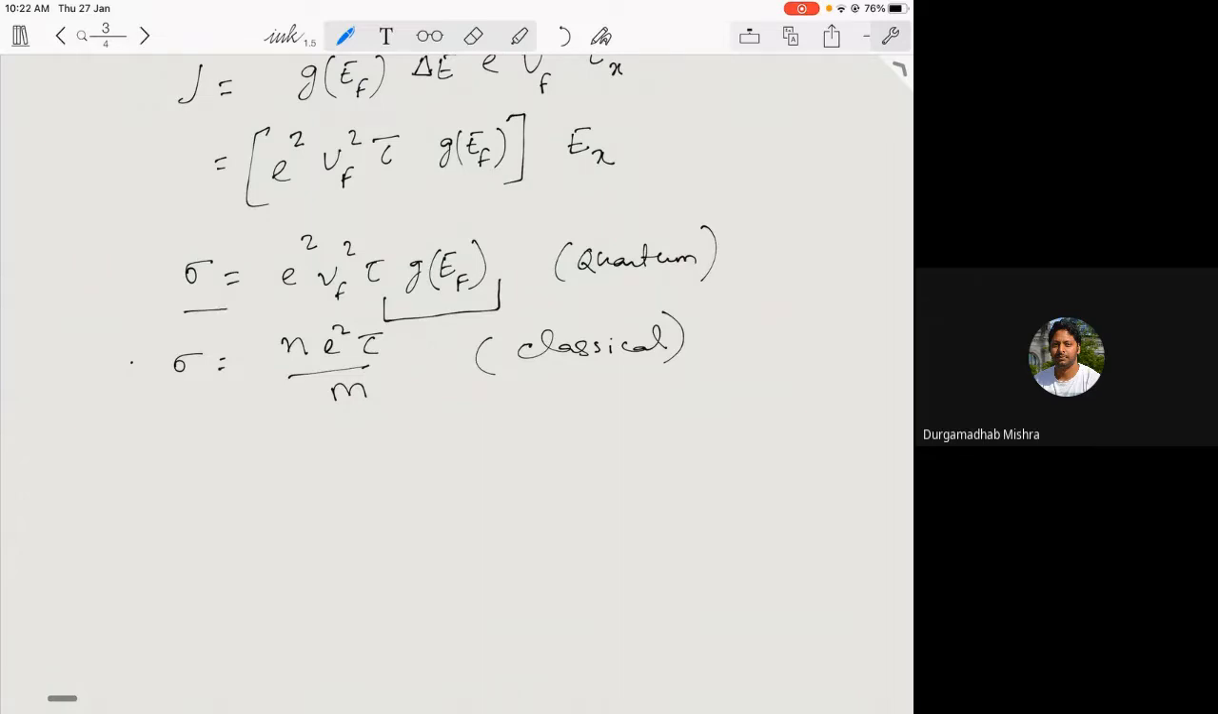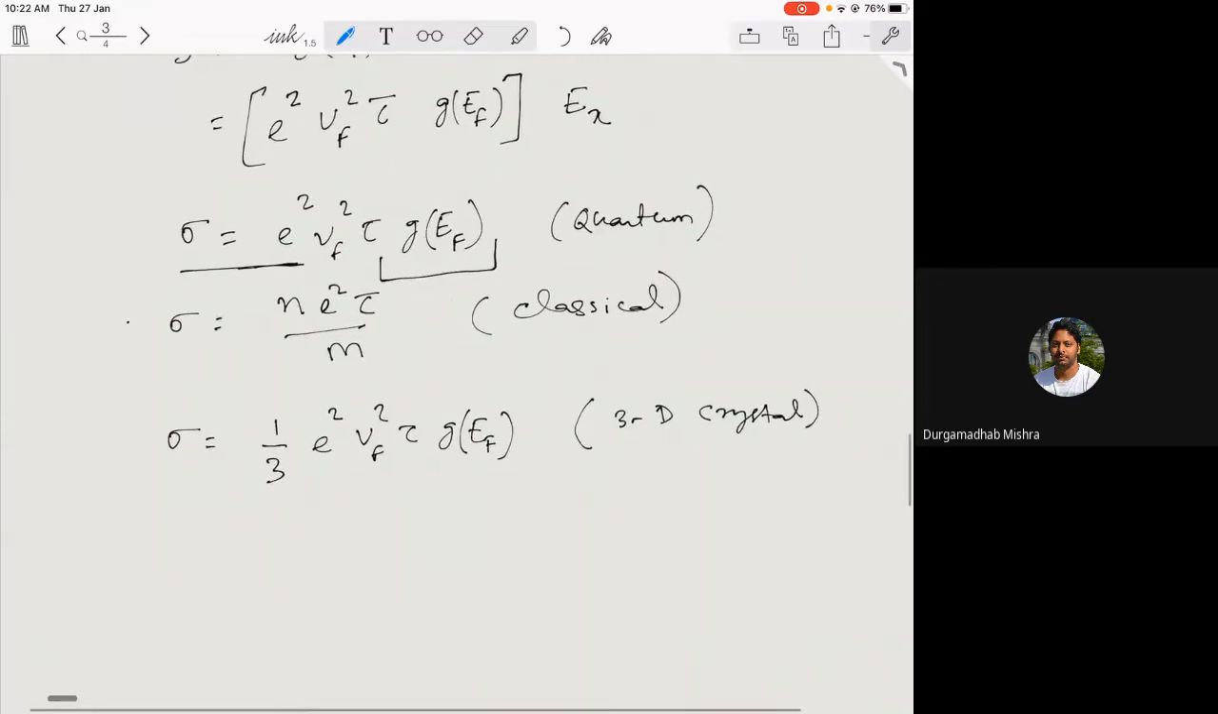But this expression that we are writing here, sigma, is a little bit of overestimation because we assume that the crystal is one-dimensional. But normally it's a three-dimensional crystal, and assuming that the conductivity is isotropic, in that case your sigma will be 1/3 of this value. So this is for a 3D crystal. So this calculation what we did is for a one-dimensional crystal, assuming that the crystal is isotropic.